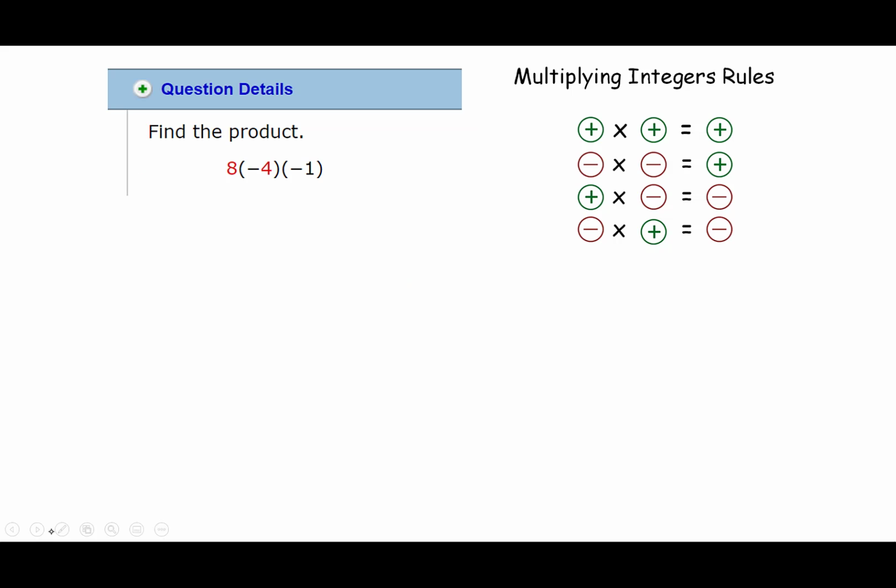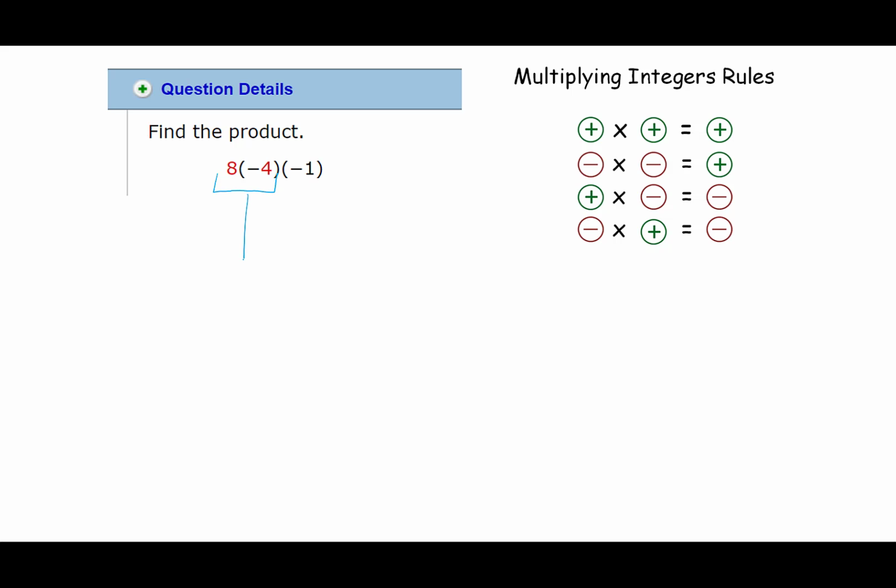This one is: find the product of 8 times -4 times -1. I want to caution you on problems like this, because at first look you could guess this answer is -32, because there's one positive 8 and the other two are negative, and the signs are opposite, so it has to be -32. Well, that would be incorrect, because these integer rules only work two numbers at a time. So let me show you what I'm talking about.